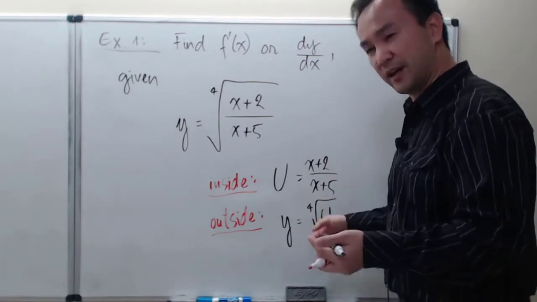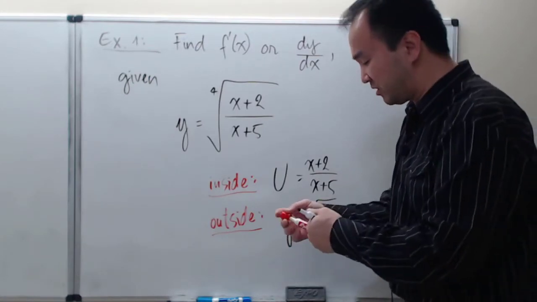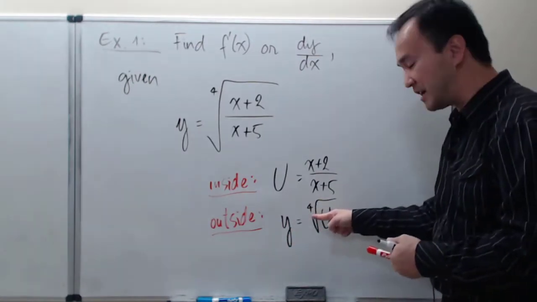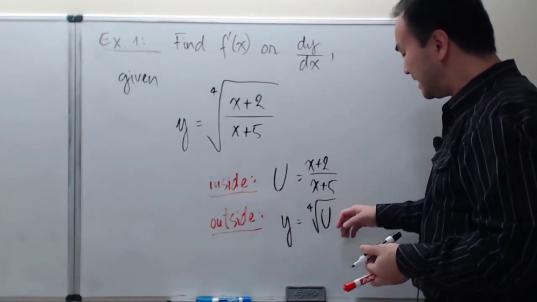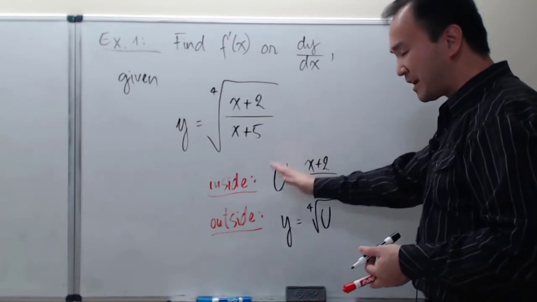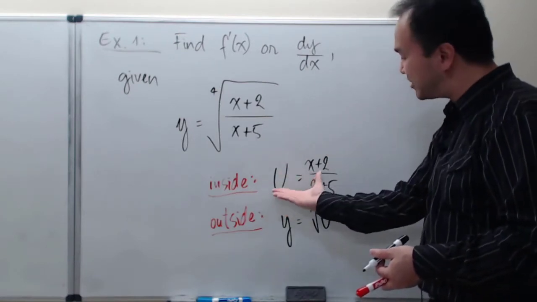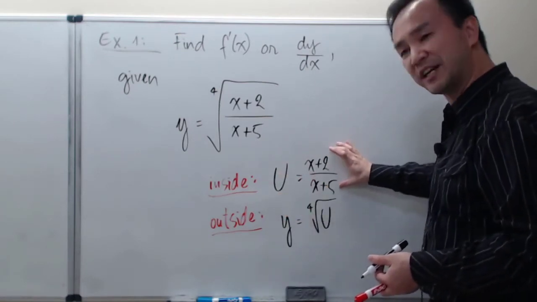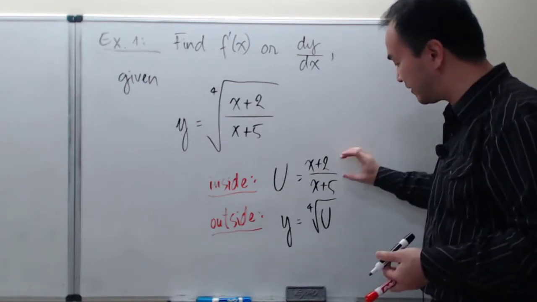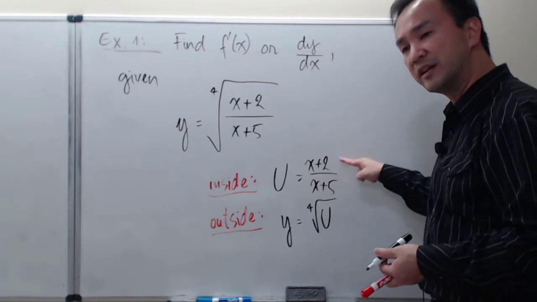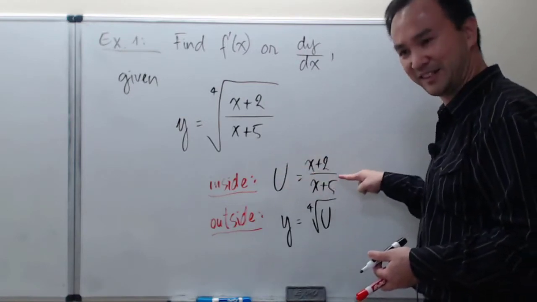Then we would proceed with the chain rule by regarding this fourth root as the 1/4 power. But the problem now is that when we apply the chain rule, taking the derivative of the inside is still going to be a little bit of messy work.